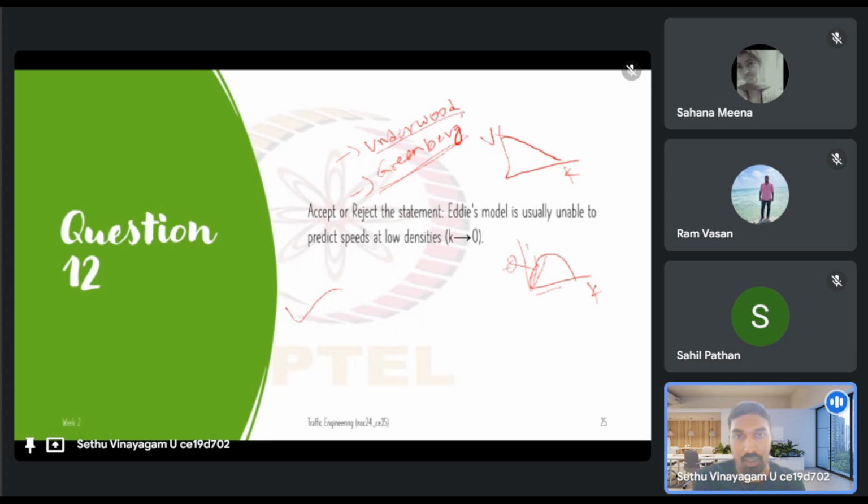Whereas the Underwood model, what we saw, in the congested state its relationship won't reach zero, right? It will reach some smaller value, but it will never reach zero even at the jam density. So that was the issue with the Underwood model. So what Eddy's model did is, it took the Underwood model for the free flow regime, and it took the Greenberg model for the congested regime, right? That combination gives us Eddy's model.